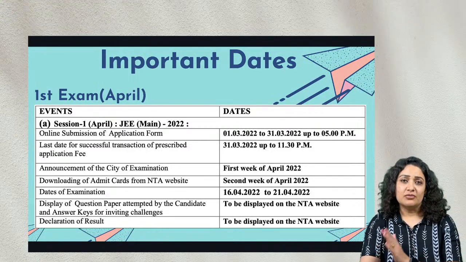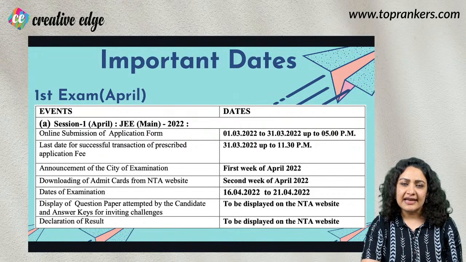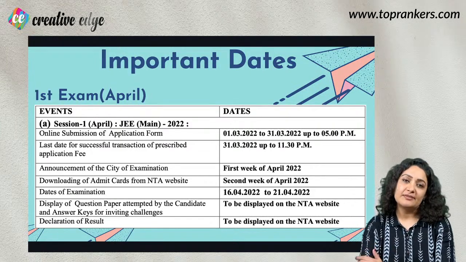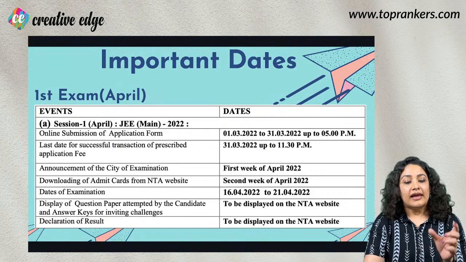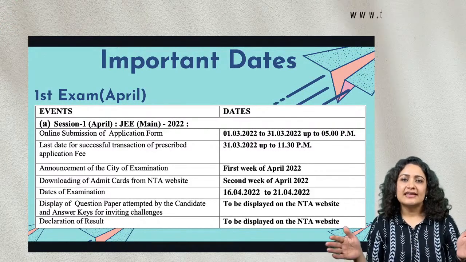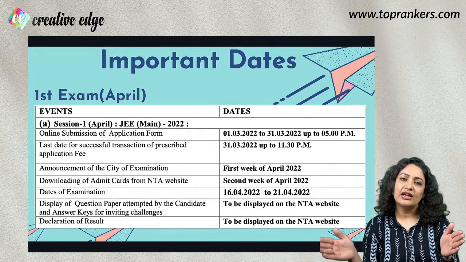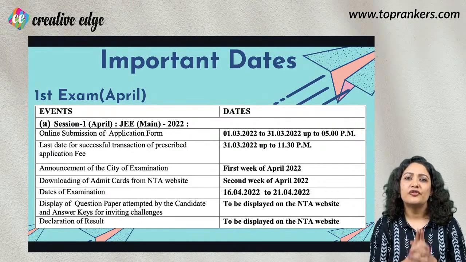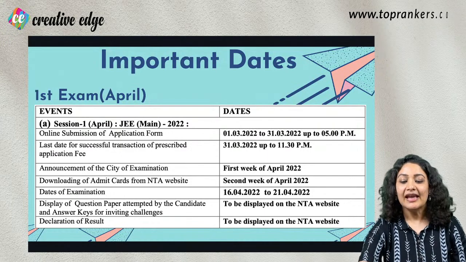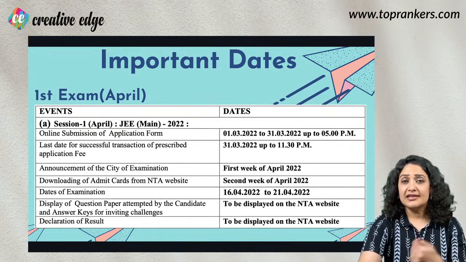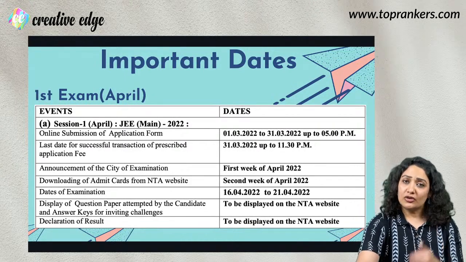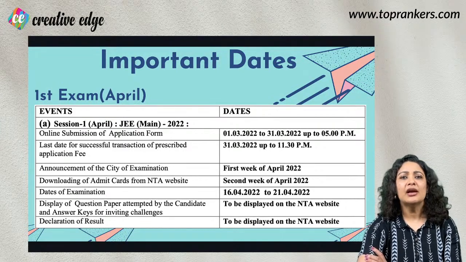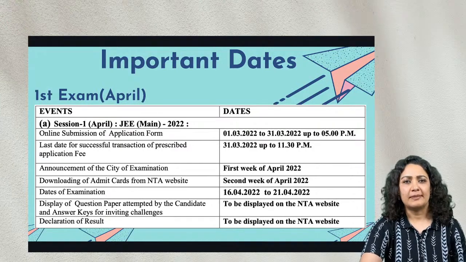For the city of examination, they'll be announcing the centers for the examination in the first week of April 2022, and the admit cards are expected in the second week of April. The examination, as we all know, the JEE Main exam, is starting from 16th of April till 22nd of April, but B.Arch and B.Planning are always on the first day of JEE Main. The answer key for these papers also comes. The dates would be announced later on the website, and the result dates are also still not announced. So they would be updating us through some notifications on the official website.